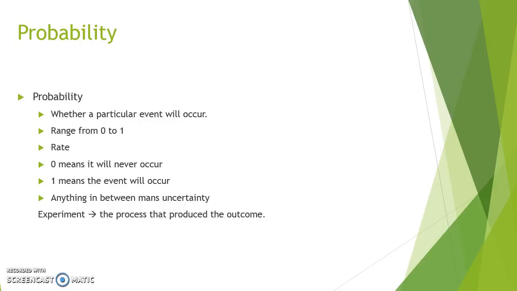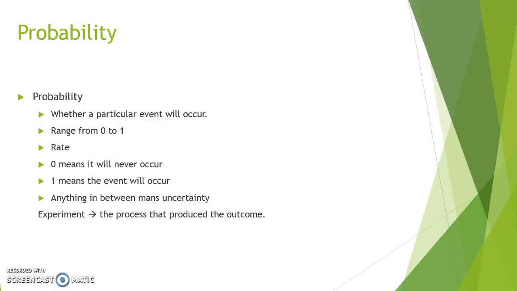If we see that it is sunny outside, the probability of rain at this current time is 0%. So probability is basically whether a particular event will occur. It is usually a range between 0 and 1. It is based on a rate, 0 meaning 0%, 1 meaning 100%. So the probability is always expressed in a percentage. 0 means it will never occur, whereas 1 means the event will occur 100%. Anything in between means uncertainty.